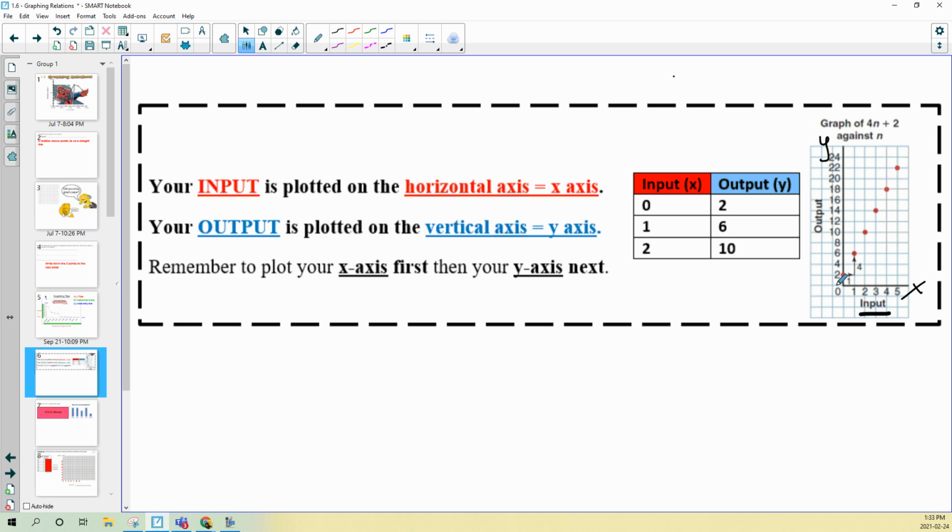1, 6: I look for my 1 on my x, and then I go up to 6. Okay, and there's my next point. And then lastly, 2, 10: I look for my 2 and go up to 10. As you can see here, it's going up by the same amount. And if I were to draw a line through each of these dots, you will see that you have a linear relation. You form a nice straight line.